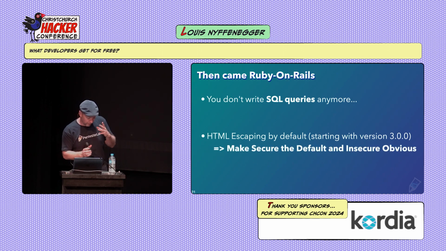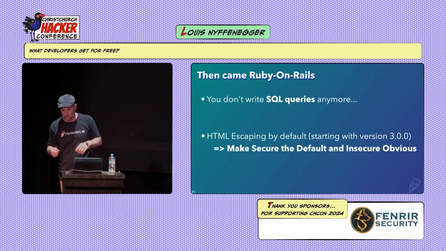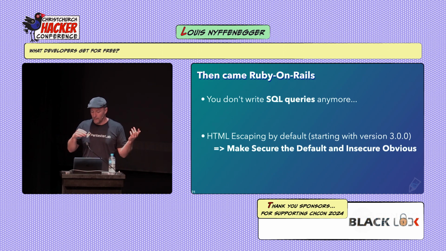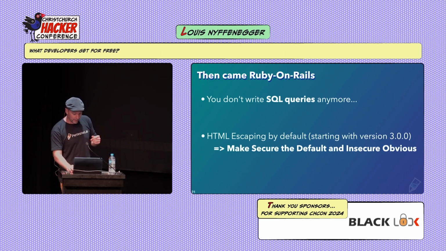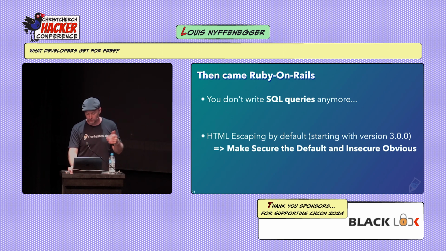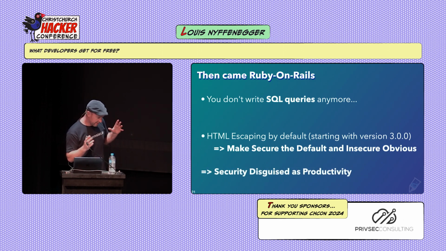So what's happening with that is you make secure the default and insecure obvious, which is a really, really good property if you're doing AppSec, because then it's really easy to know when people are doing the wrong thing and tell them that's the wrong thing. Not good. And what I really like about Rails, and at the time it was really, really novel compared to everything else, is that the security is disguised as productivity.